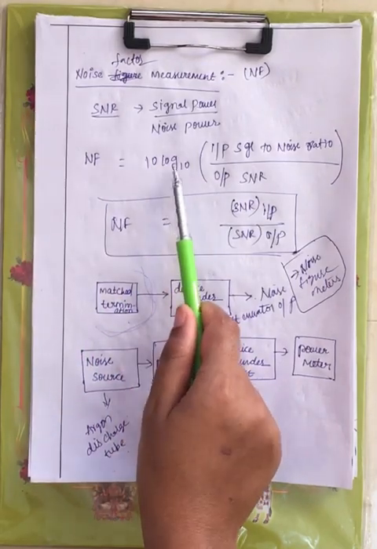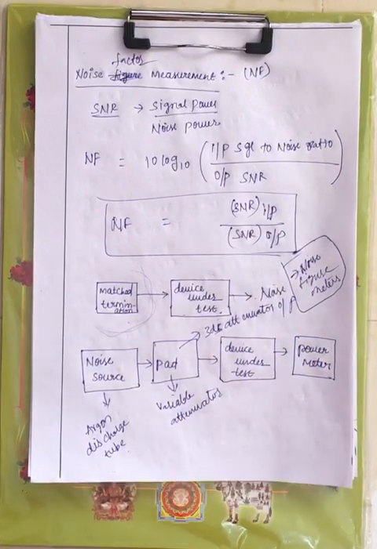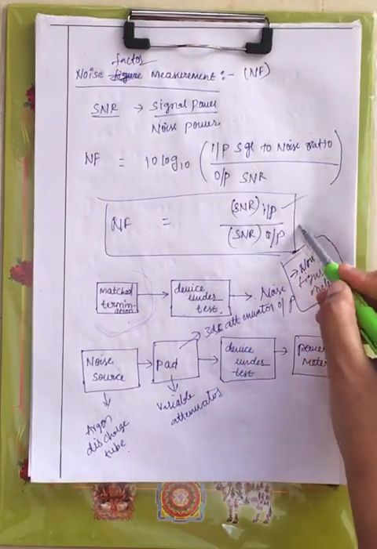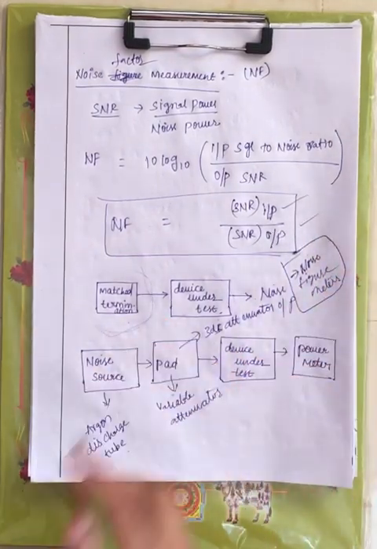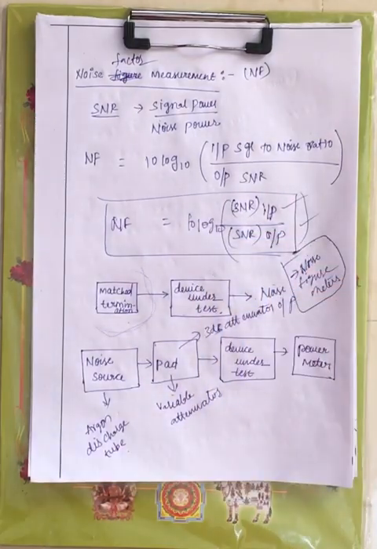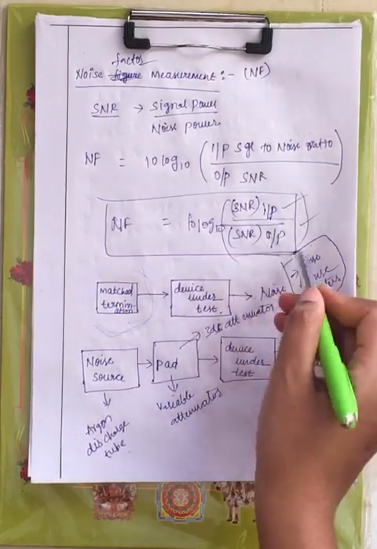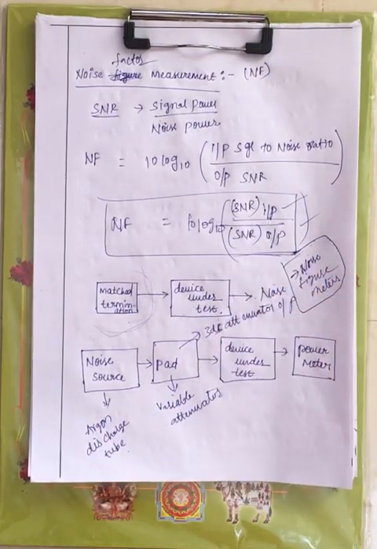Now that is given by 10 log to the base 10 of input SNR to output SNR. Now how will you calculate? If you know the input SNR and the output SNR, you can calculate 10 log to the base 10, right? Initially you have to find out these values in order to calculate the noise factor, right?